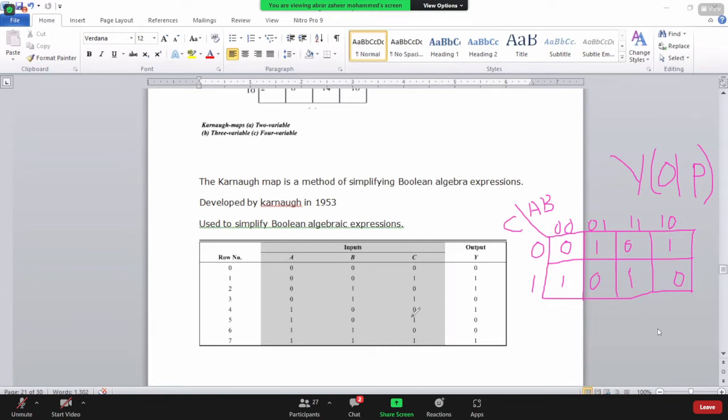For 1 0 1, meaning AB is 1 0 and C is 1, the output is 0. Now AB is 1 1 and C is 0, the output is 0. AB is 1 1 and C is 1, the output here we are writing 1. Okay, understood now how to write down the representation of the truth table on the K-map? Yes, sir.